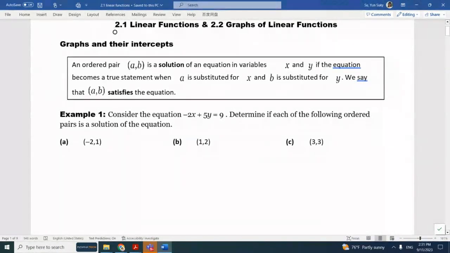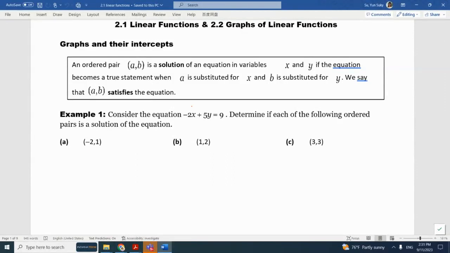Okay, graphs and their intercepts. An ordered pair (a, b) is a solution of an equation in variables x and y if the equation becomes a true statement when a is substituted for x and b is substituted for y. We say that (a, b) satisfies that equation. So now our equation is a line. Determine if each of the following ordered pairs is a solution. Okay, so you plug in x is what?